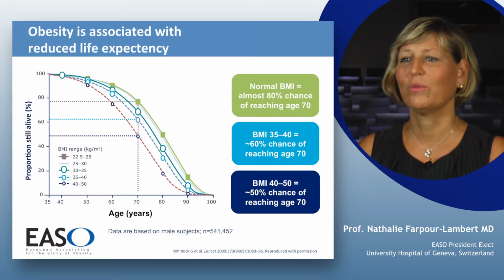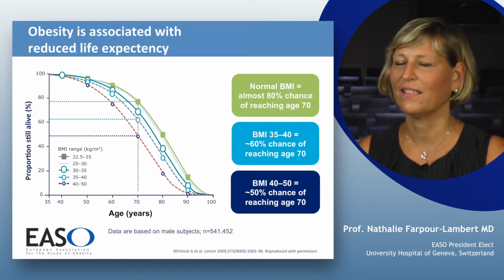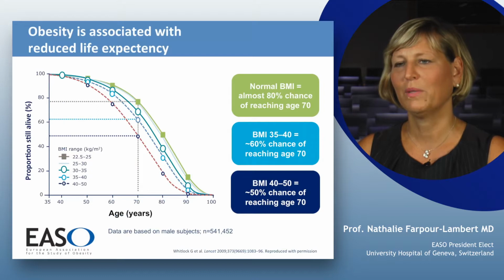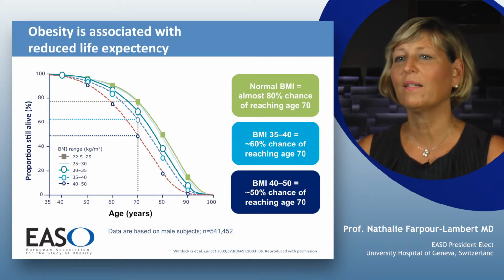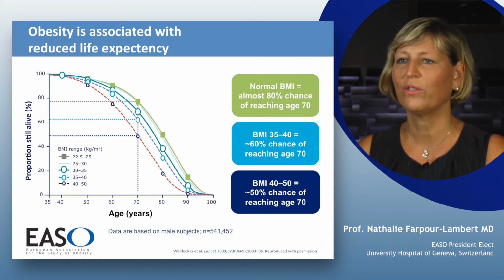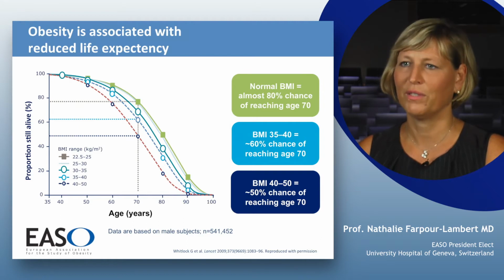Obesity is associated with reduced life expectancy. People who have a BMI in the normal range have an almost 80% chance of reaching the age of 70, while people having a BMI over 40 have only a 50% chance.